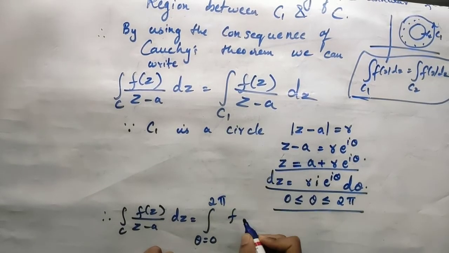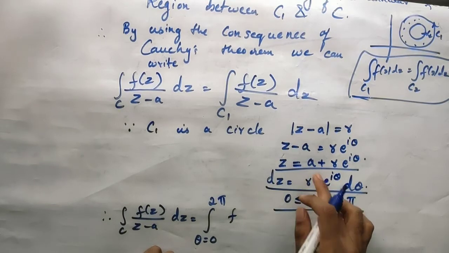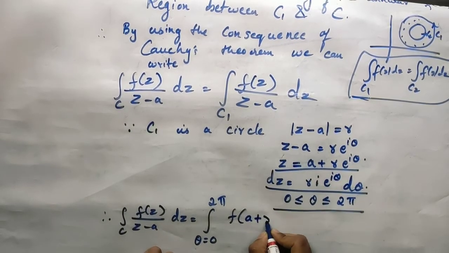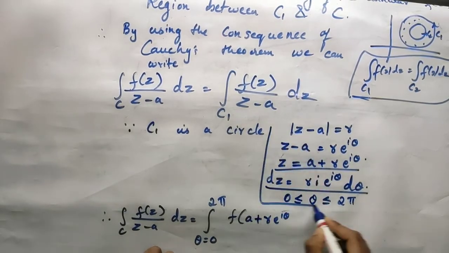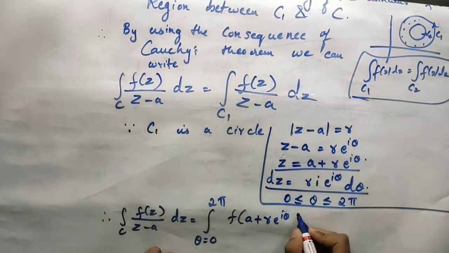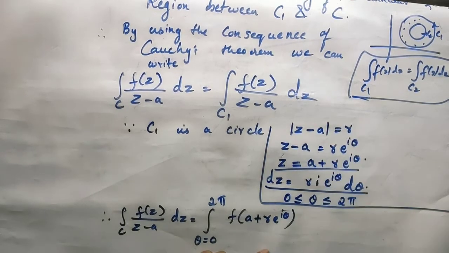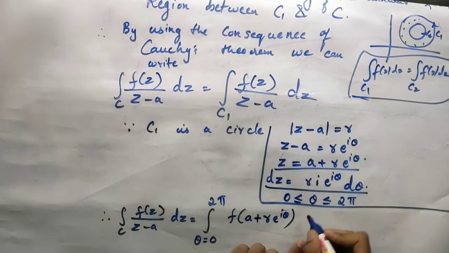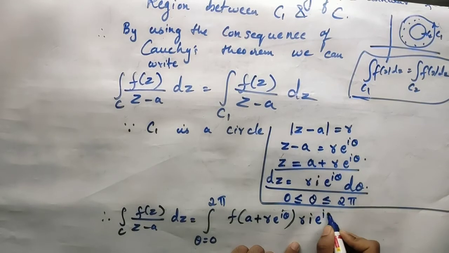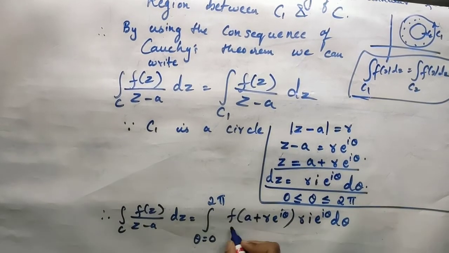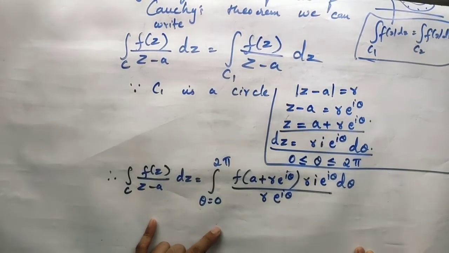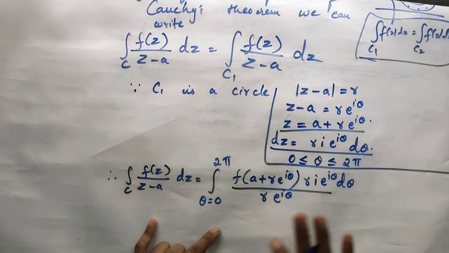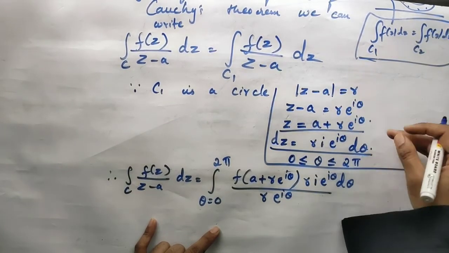For f of z, the z value you have to substitute as a plus r into e to the power i theta. So let us make a separate part here, that is different. e to the power i theta. Then what is the value for dz? It is r into i e to the power i theta d theta, divided by, what is z minus a? It is r into e to the power i theta. I hope this is clear to everyone. And just one simple step you have to do, and all of it comes here.